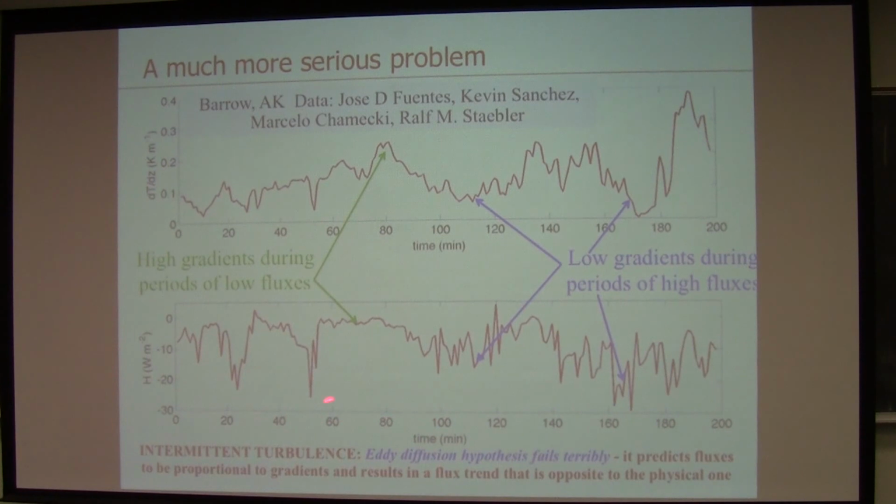And notice that this is like 20 minutes, right? So if you average over a super long time, maybe eddy diffusion would work. But the scale of the intermittency is so large that even if you average over 30 minutes, you still get very weak fluxes with very strong gradients. So the time scale of intermittency is very large.